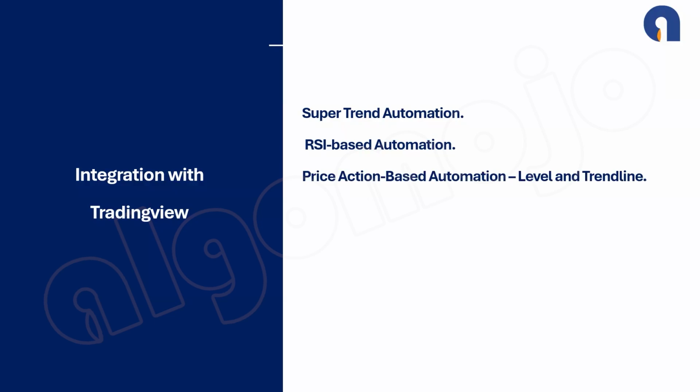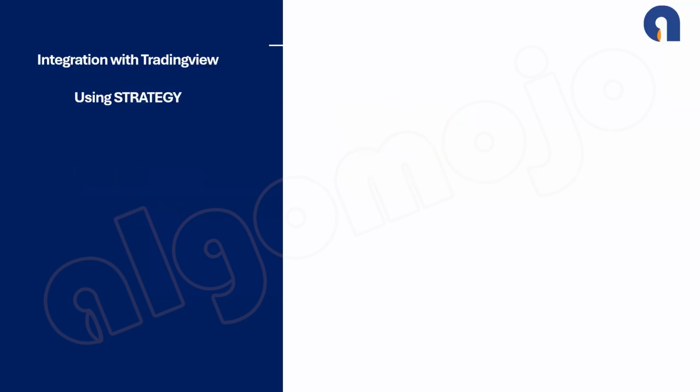Then price based, which is trend line or level based, resistance or support based kind of levels, how to place orders from there. We'll try and see how we do that. Now, when you are using a strategy, what are the steps to be followed for automation and trading? Let's look at that. As you're aware, if you are using TradingView, you need to create an alert in TradingView.